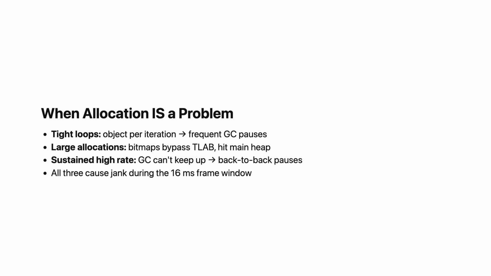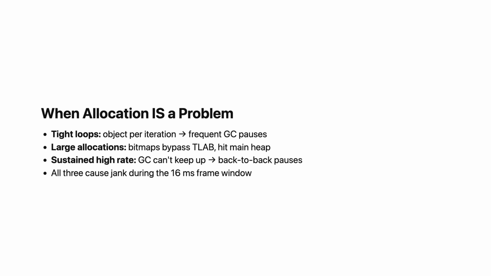So what do you do in those specific cases where allocation matters? For tight loops, you can reuse objects: create an object before the loop and update its fields inside the loop instead of creating a new one each time. For bitmap handling, use BitmapFactory.Options.inBitmap to reuse existing bitmap memory instead of allocating fresh bitmaps.